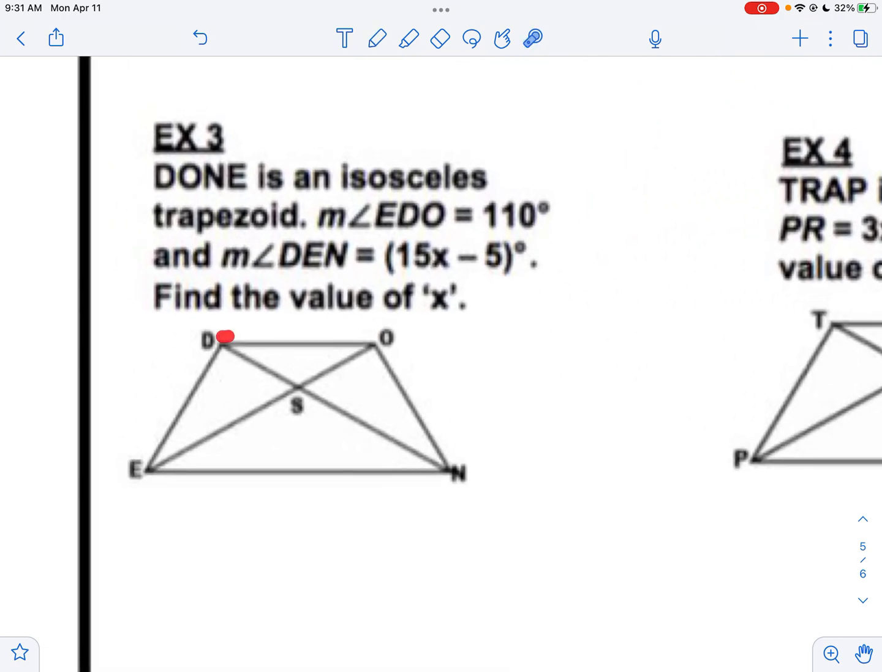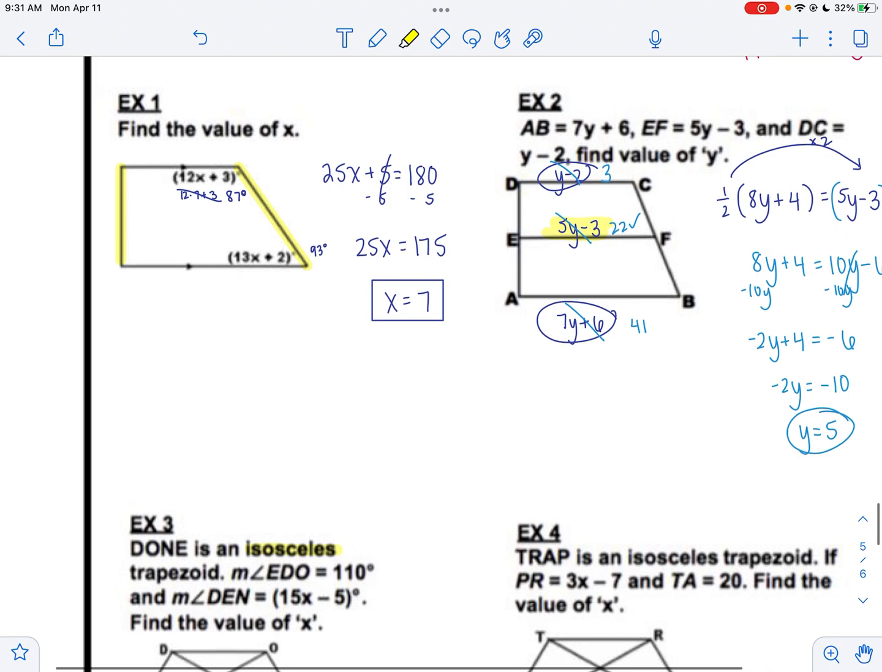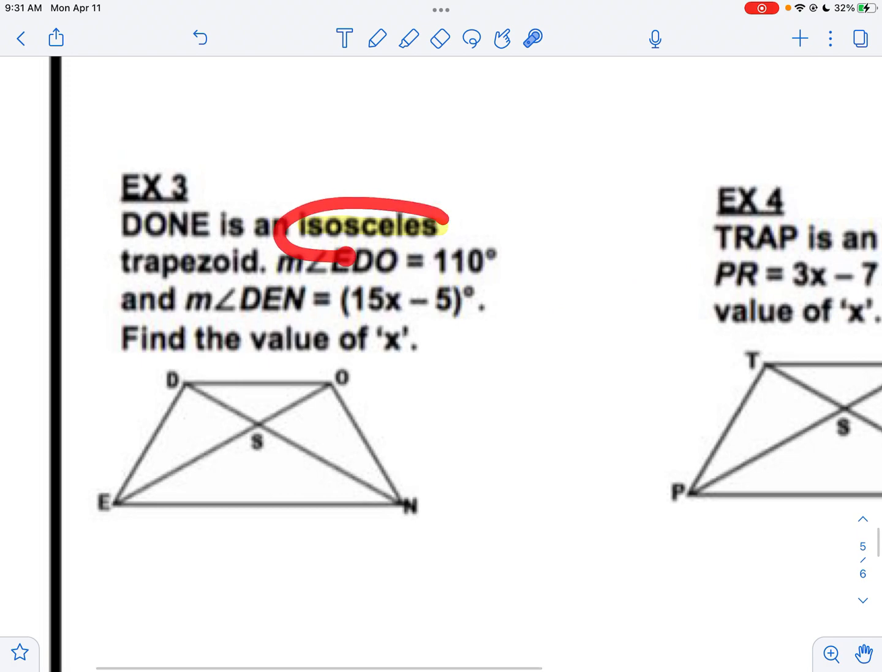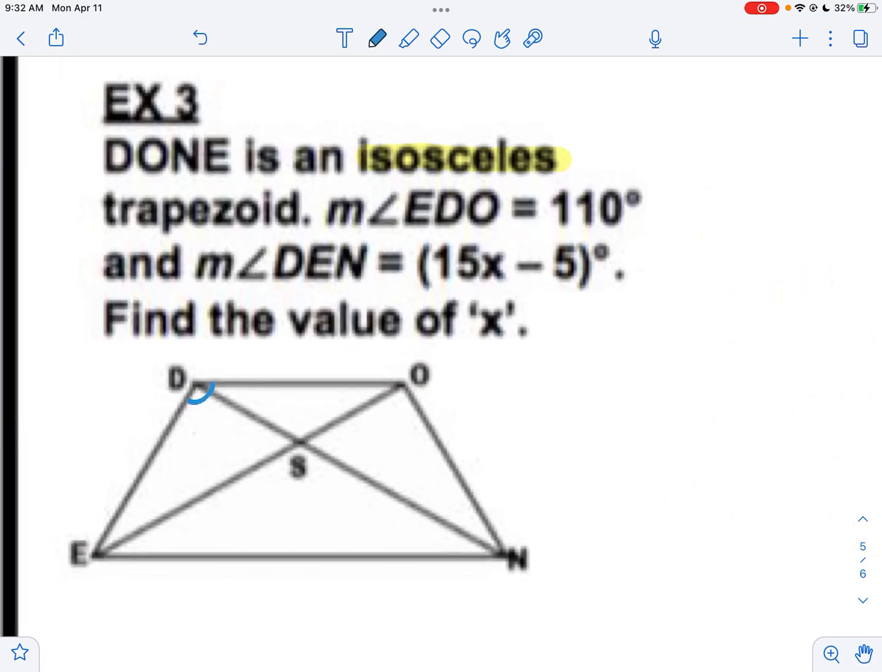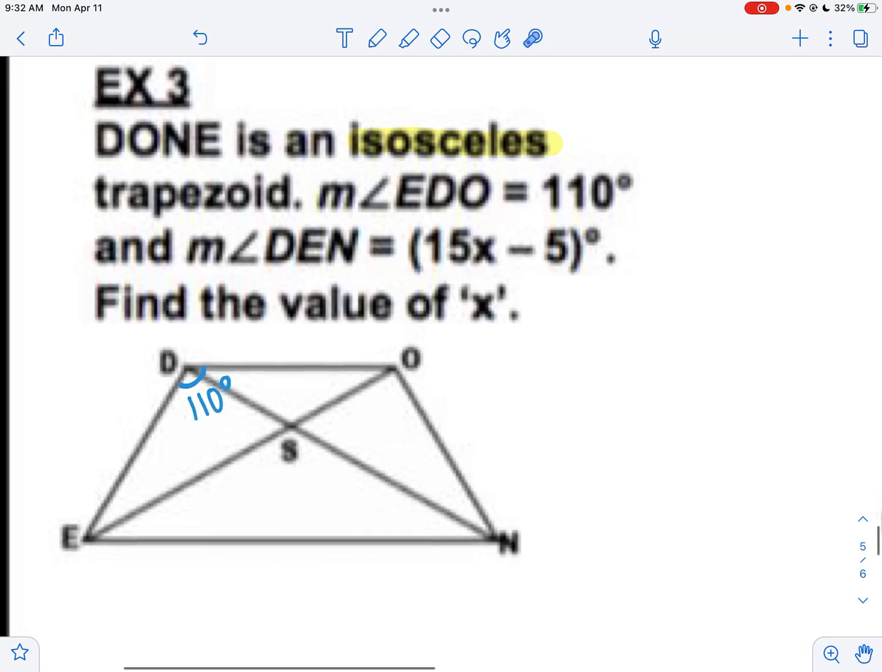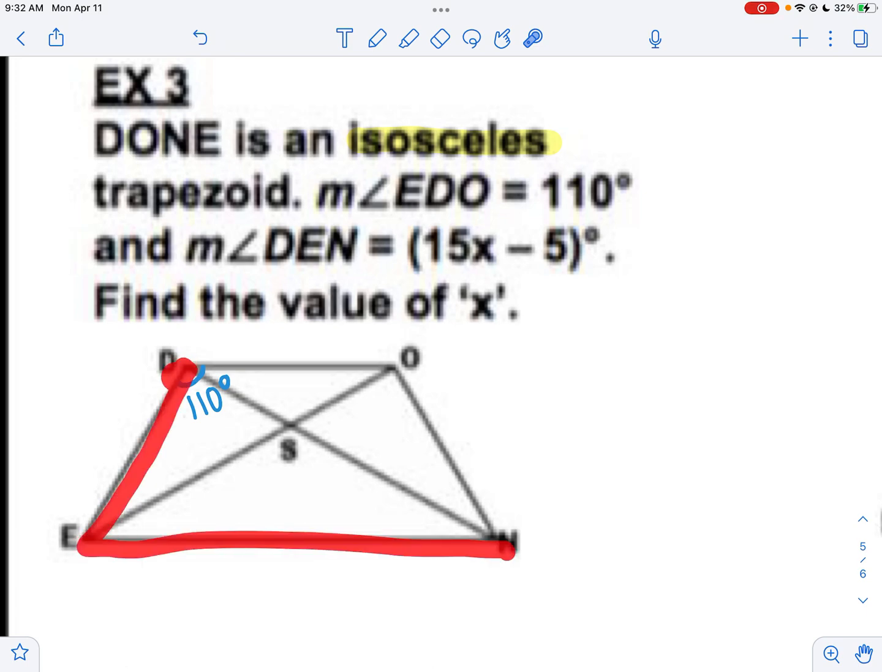Now, trapezoid DONE is an isosceles trapezoid. Now, the past two problems, we didn't know if they were isosceles or not. We're going to go ahead and assume that they're not. But on this problem, it tells us that it's isosceles. So as I'm reading, it says angle EDO, so that full corner up there, is 110. So angle EDO is 110 degrees. And then angle DEN, that bottom corner, is 15x minus 5.